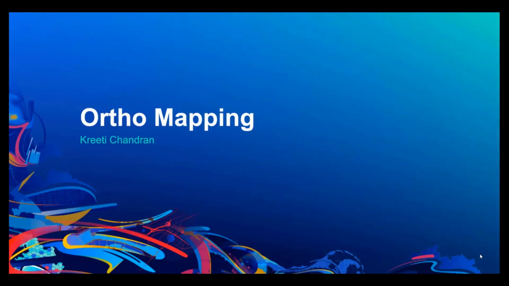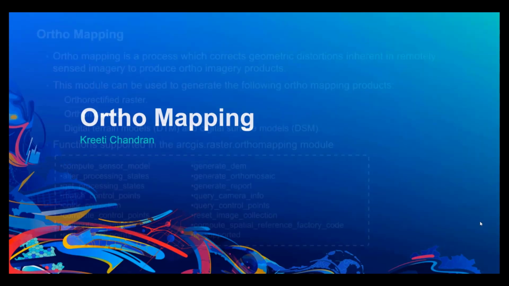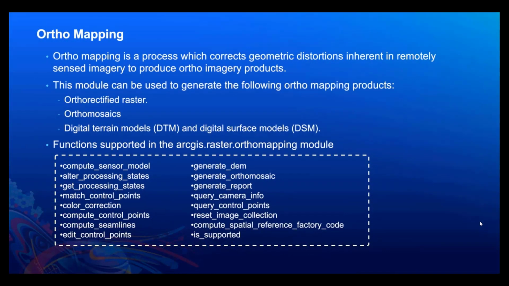Next, let's take a look at orthomapping in ArcGIS API for Python. Remote sensing images like drone imagery, aerial photographs, or data from a satellite sensor will most likely be impacted by some form of geometric distortion. The shape of local terrain, the sensor angle and altitude, the motion of the sensor system, and the curvature of the Earth all make it difficult to represent three-dimensional ground features accurately in a two-dimensional map.